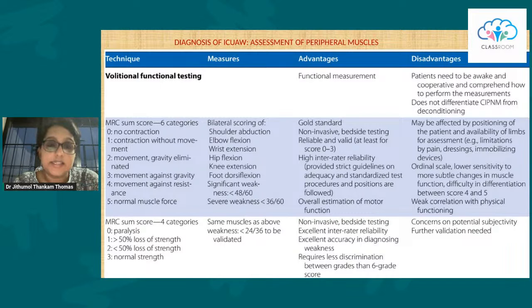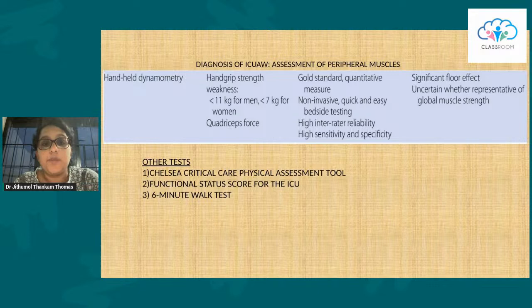So in this, if the total score out of 36 is less than 24, it's likely that they have ICU acquired weakness. And again, it is a non-invasive bedside test with excellent inter-rater reliability. Of course, you have other devices like handheld dynamometry, where you measure the hand grip strength and the quadriceps force. They are gold standards, non-invasive, quick and easy. But you're really uncertain if it actually represents the global muscle strength. Other tests are available like the functional status score and the 6-minute walk test, but usually we don't do that. We usually do the MRC sum score. Now this is a volitional test, meaning the patient's cooperation is required to perform the test.